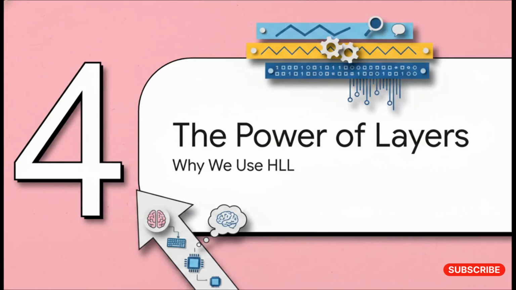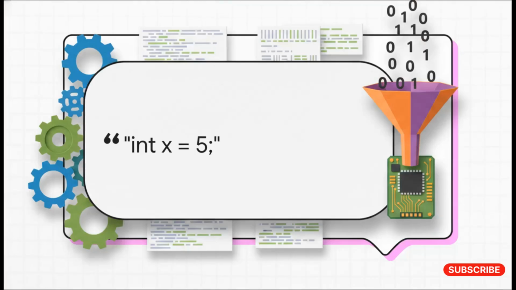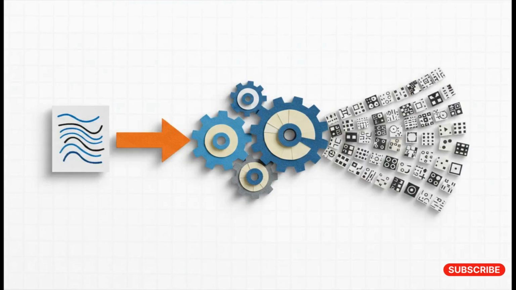So we have all these layers: high-level, assembly, and then machine code. But why? What's the real benefit of working way up there at that highest level of abstraction? Okay, let's take this incredibly simple command. All this does is create a variable called x and give it the value of 5. That's it. It's clean, it's simple, and any programmer can look at that and know exactly what it means in less than a second. And this is the magic of abstraction.